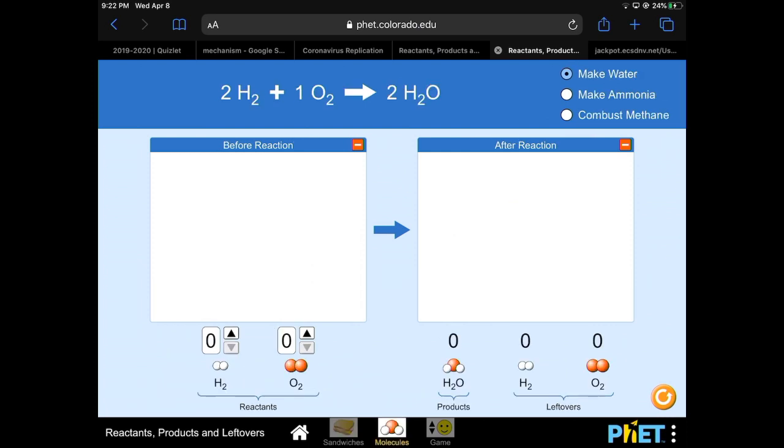You can kind of do the same thing here. You see the recipe up top. Super, super basic. Making water. Let's do something a little more interesting. We already did that reaction, and we've done the making ammonia. I think we just did that in the lesson.